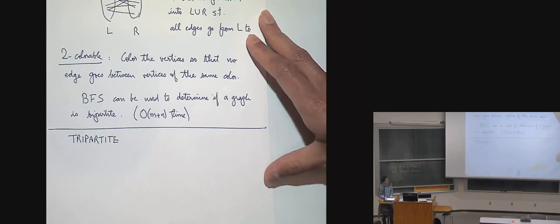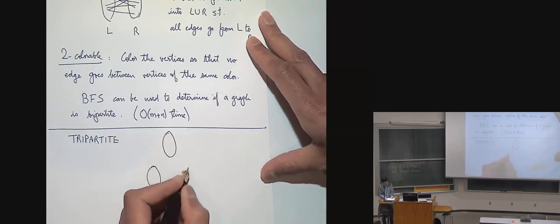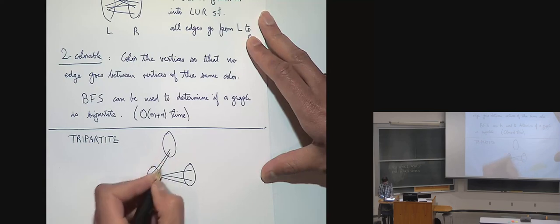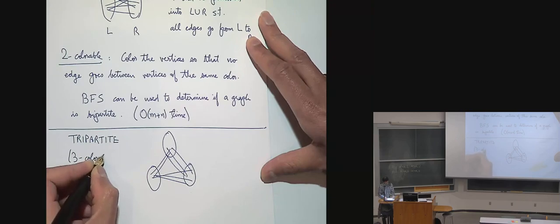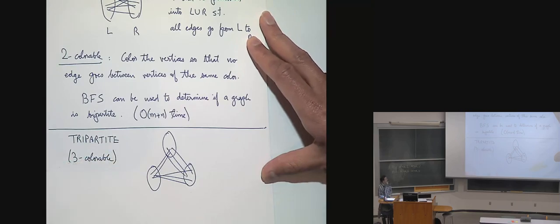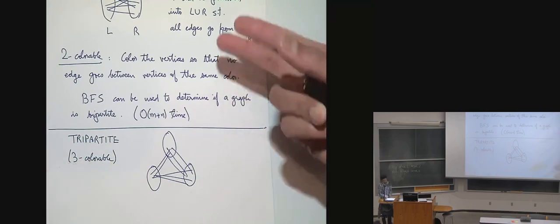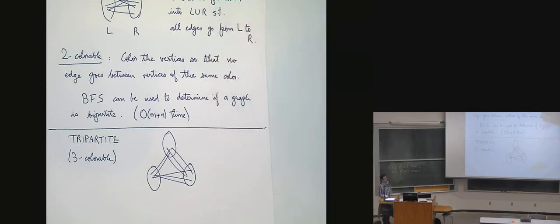What about tripartite? So a graph is tripartite if it looks like this. And this is also called three-colorable. Right? So you could say, oh, there's an algorithm to determine if a graph is bipartite that runs in linear time. Is there an algorithm to determine if something is tripartite? Like an efficient way. Like maybe you do some version of BFS or DFS or something.